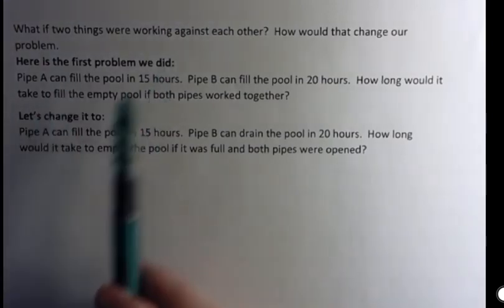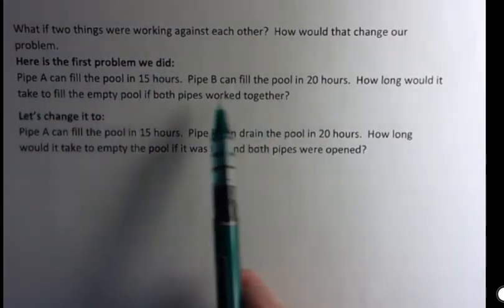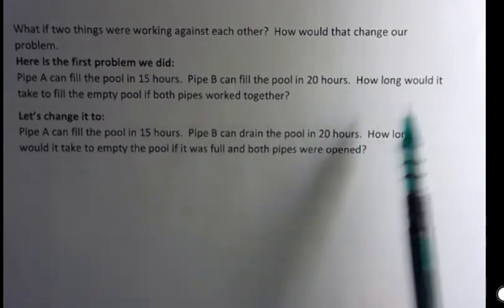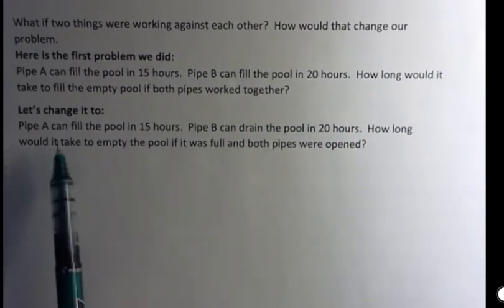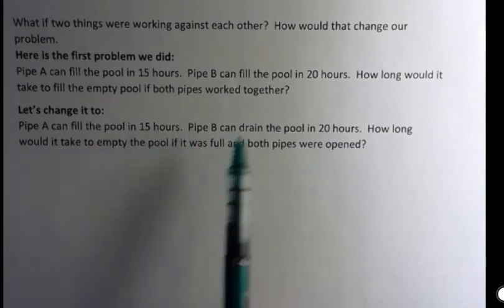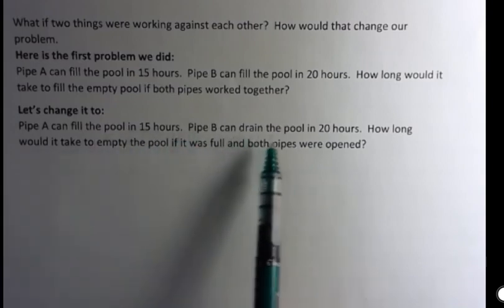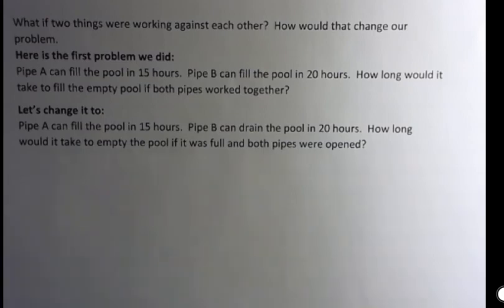Well, here's the first problem we did. Pipe A can fill in 15, pipe B can fill in 20. How long if they work together? What if we change that original problem to pipe A can fill it in 15 hours, pipe B can drain the pool in 20 hours. So they're both not filling. One's filling and one's draining. How long would it take to empty the pool if it was full and both pipes were open?